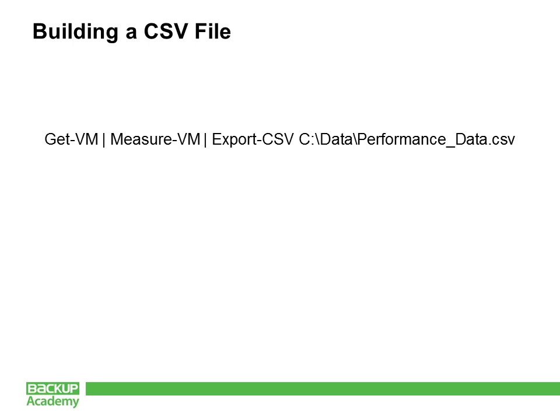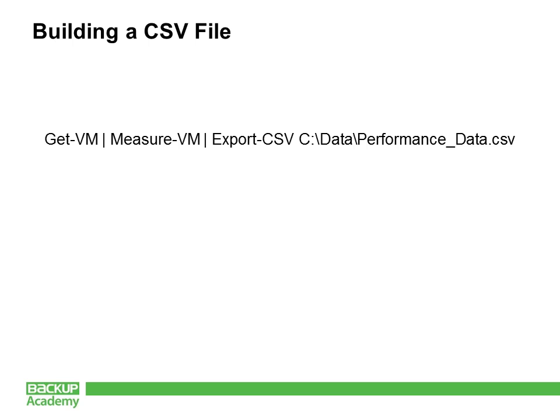viewing all of your data on screen isn't always practical. Sometimes you need to be able to export that data so that you can view it later or so that you can do other things with it. And you've got a few options for doing that. One option is to export the data to a CSV file.